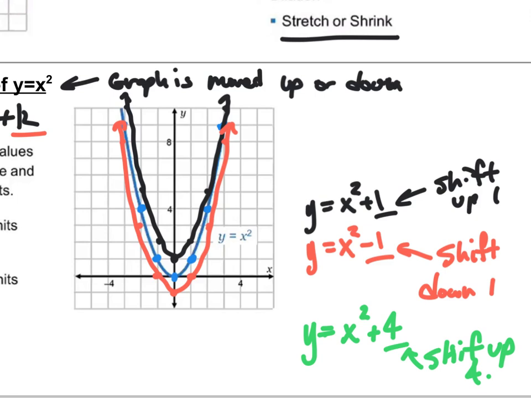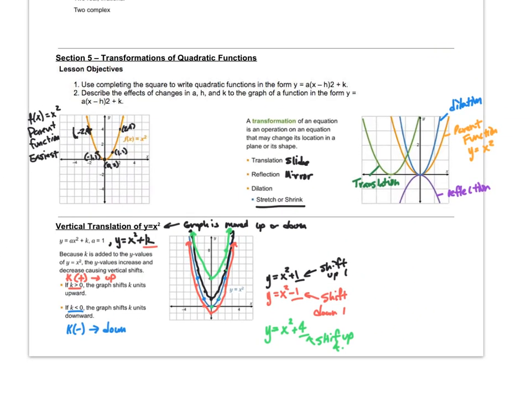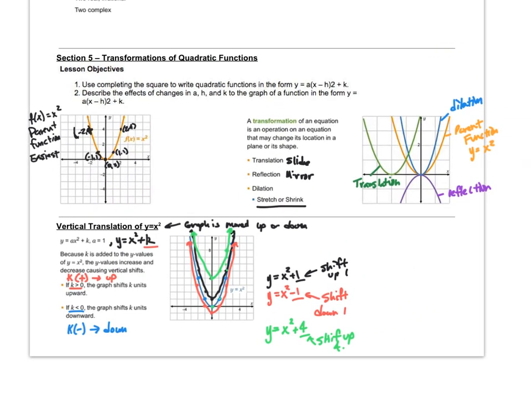So what I'm going to do here is from this point, I'm going to go up 1, 2, 3, 4, plot a point. From here, go up 1, 2, 3, 4, plot a point. From here, up 1, 2, 3, 4, and plot a point. And we have that parabola there as well. I know my drawing isn't perfect, but deal with it. That's all I got. Next page.